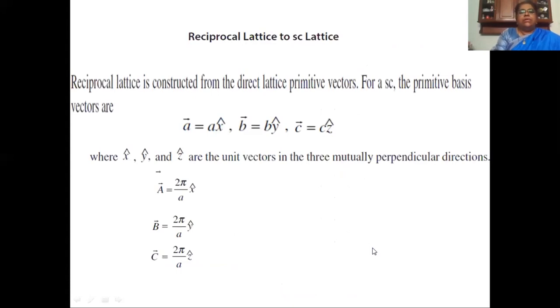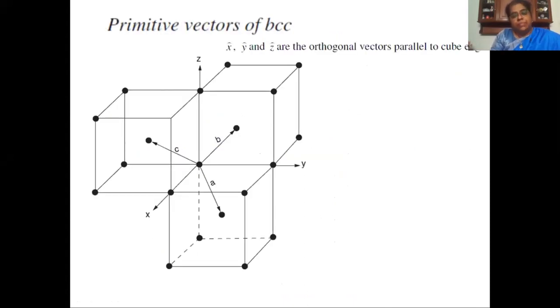So now, if the real space basis vectors A, B, C are given, use the formula and try to arrive at the A, B, C in the reciprocal space. When these are the A, B, C of a simple cube, substitute in the formula, and in the reciprocal space also you get the unit cell to be the simple cube. But if it is BCC, it would not be the case.